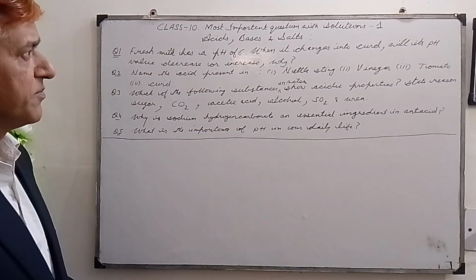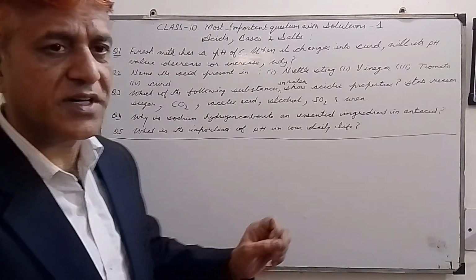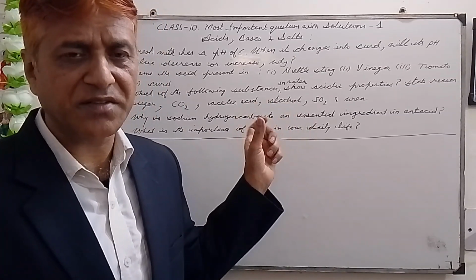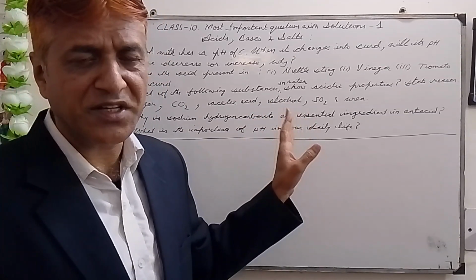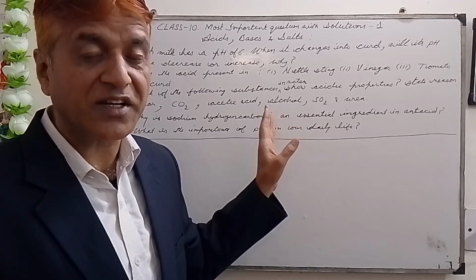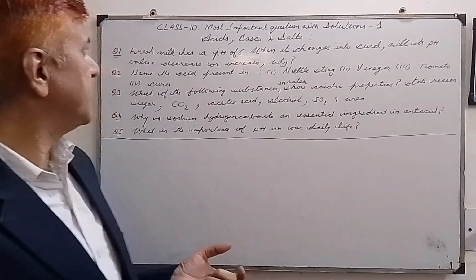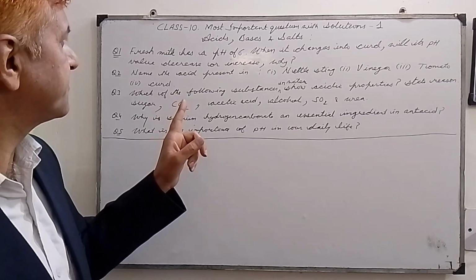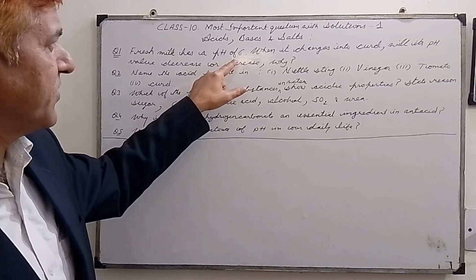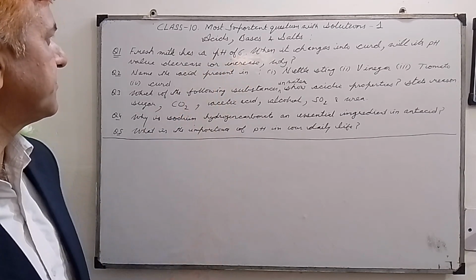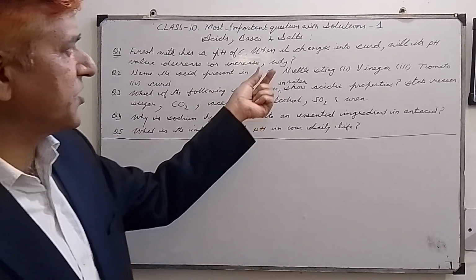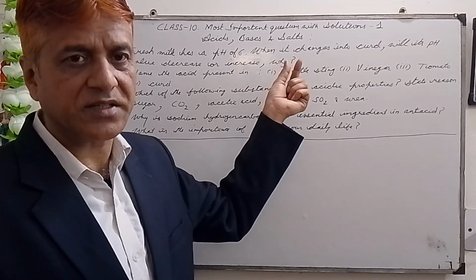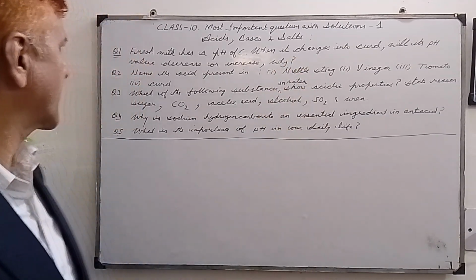So when milk changes into curd, curd, you know very well, is acidic in character. And which acid is present in curd? Lactic acid. So obviously its pH value will decrease from 6. And why will it decrease? Because of the lactic acid present in curd.